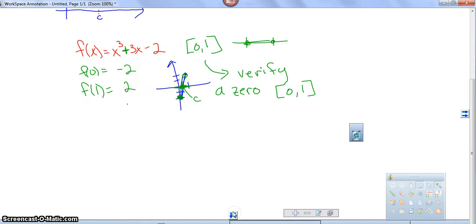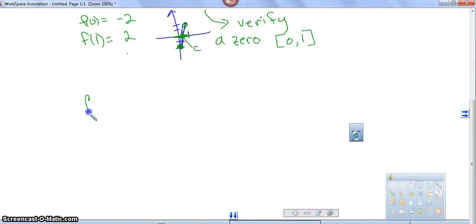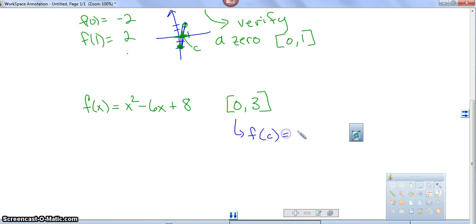Okay? The other thing that we can do with it is, let's say I have this function here, f of x equals x squared minus 6x plus 8. And we're going to look at it on the interval between 0 and 3. We're going to see somewhere on this interval between 0 and 3, does the function f of c equal 0? Can you tell me where that happens? So basically we want to find the c value. Where does this function equal 0?